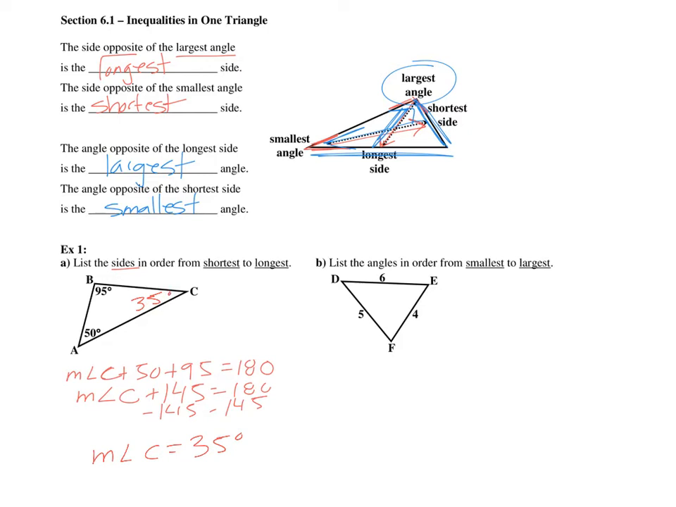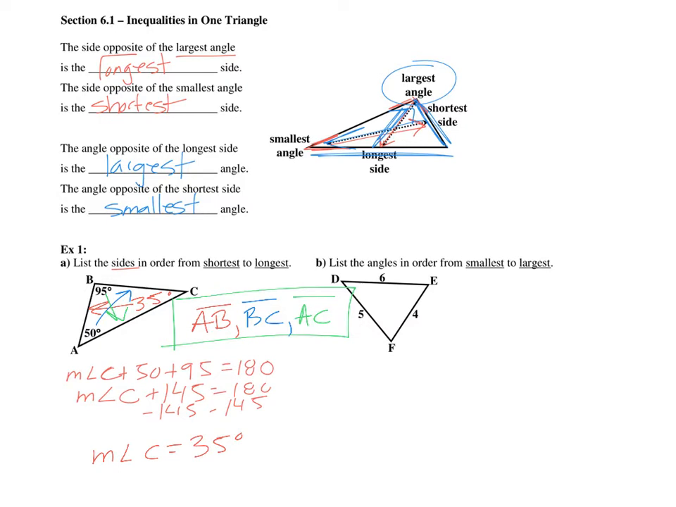All right, and they want me to list the sides in order from shortest to longest. Shortest would be across from the 35-degree angle. That's going to be AB. And then the next one up is 50, so the next side length, BC. And then I have 95. The side across from it is AC. All right, there we go. The sides are listed in order from shortest to longest.